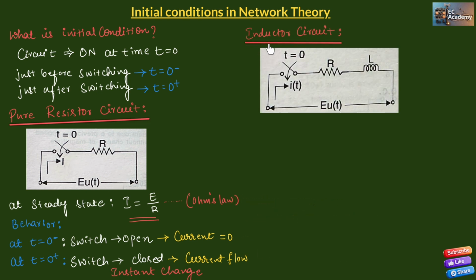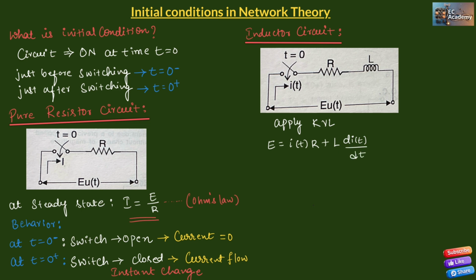Now let us consider the inductor circuit, which consists of resistor as well as inductor along with a switch where the voltage E is applied. So this circuit is very important in solving the problem. Now let us apply KVL to the circuit. If we apply KVL, so we will get E will be equal to I of t into R plus L di of t divided by dt.